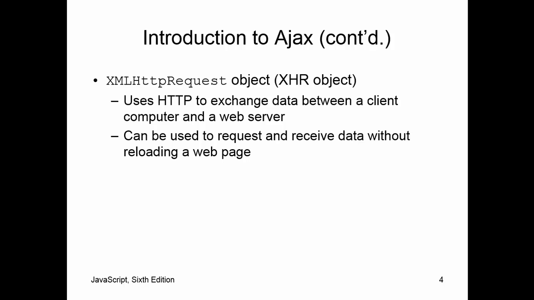So back, I believe it was around the early 90s, Microsoft, and let's give Microsoft credit because I'm one of the first to bash it, but let's give it credit that Microsoft had something that existed that was called an XMLHttpRequest object, which was typically shown as an XHR object. And notice what it does. It uses the hypertext transfer protocol to exchange data between a client and a server. It can be used to request and receive data without reloading a page. All right.